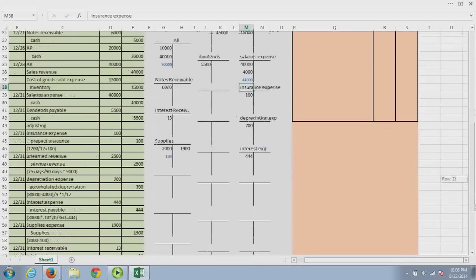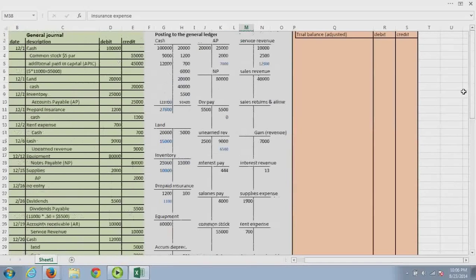And again, the next step is to create the trial balance. Actually, we create one balance in the general ledger. The trial balance is to check the math. All debit balance accounts should equal all credit balance accounts. And this gets us ready to do the statements.